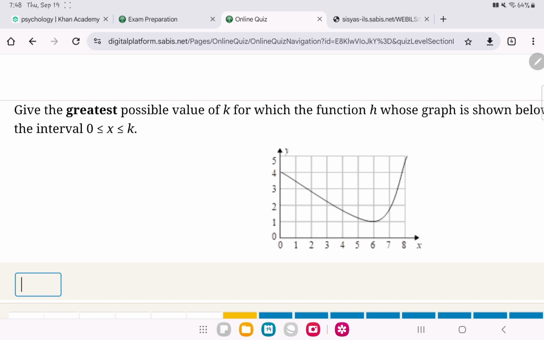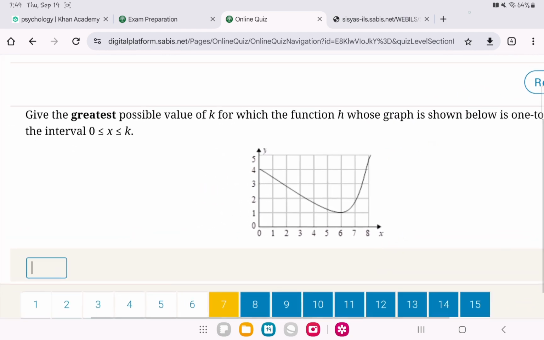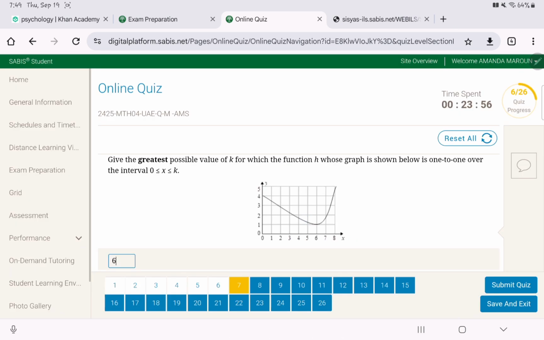So again, I'm gonna repeat the greatest possible value for k to make this a 1 to 1 function. We're gonna take the point where there are no 2 points on the same horizontal line, and it needs to be the lowest point. So for us, it is 6.